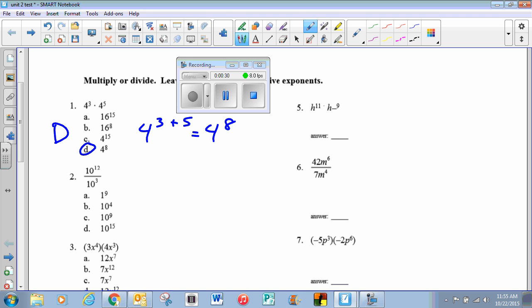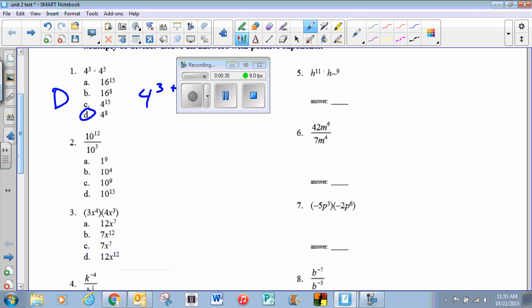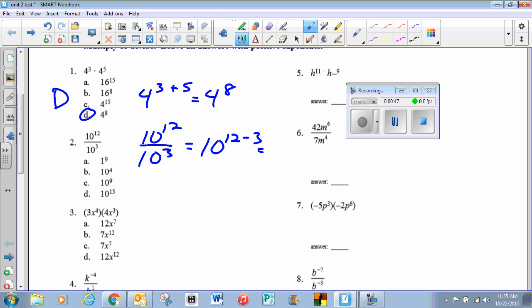The second one, just like division is the inverse operation of multiplication, that means that when I divide exponents, instead of adding when I multiply, I subtract when I divide. Makes sense, doesn't it? Good answer. So 10 to the 9th, C.